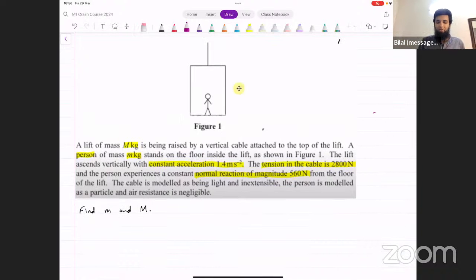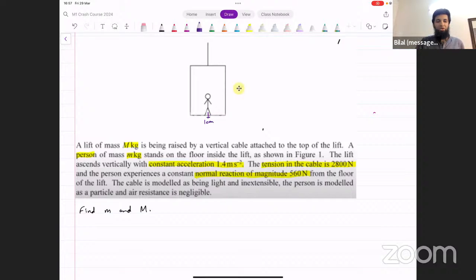Let's talk about the person first. What are the forces acting on the person? We have the weight of the person. Where does that act? Vertically downwards. If the mass is m, what about weight? That's 10 times m, right? That's the weight of the person acting downwards, 10 times m.